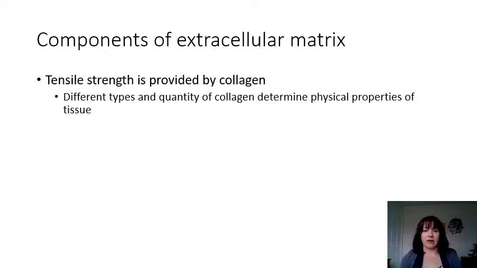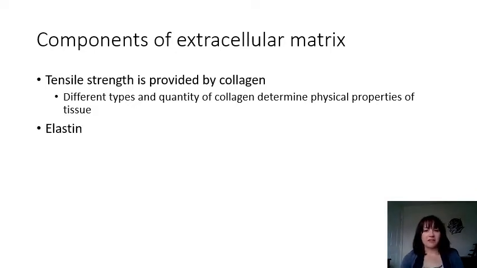So we're going to talk about a few components of the extracellular matrix that you should know. The first is collagen, and this provides tensile strength, right? So what does tensile mean? If you think of rope, right? Rope is pretty sturdy, but it also has a little bit of flexibility in it. And so the more collagen you have, the tougher and less flexible the tissue is going to be.